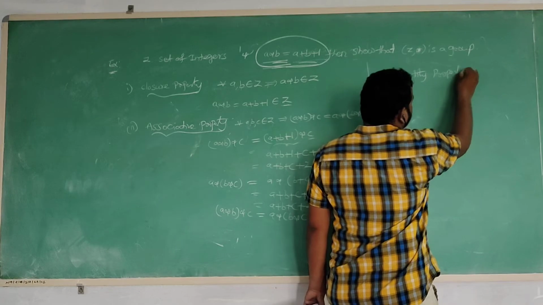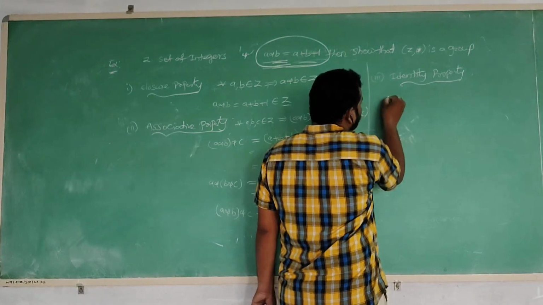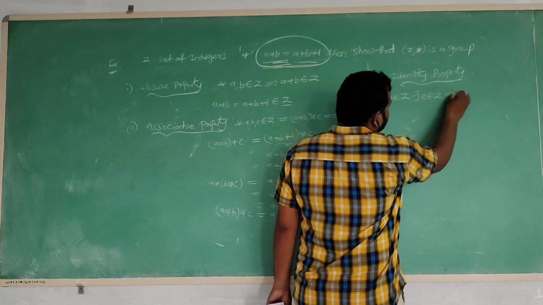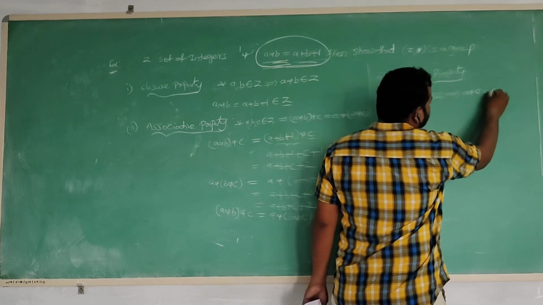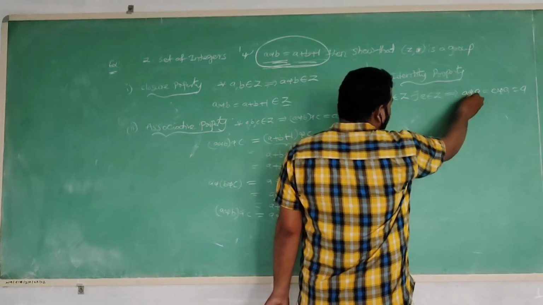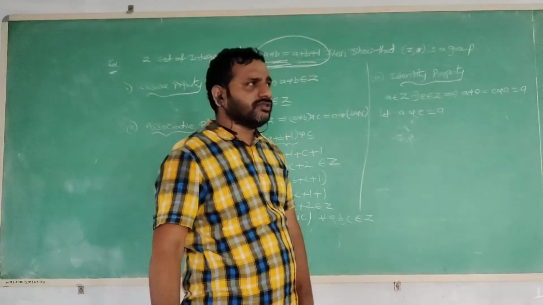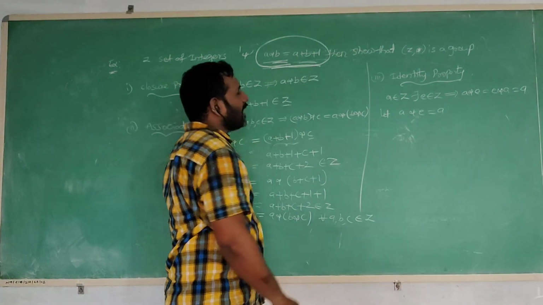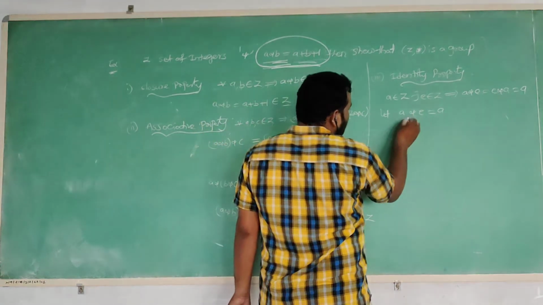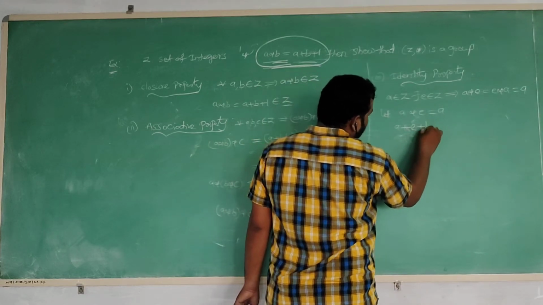Identity property. What is the identity property here? For a, any element that belongs to Z, there exists e belonging to Z such that a * e equals e * a equals a. Now I am taking a * e equals a. Star is defined by a * b equals a + b + 1, so in place of a * e, I write a + e + 1 equals a.